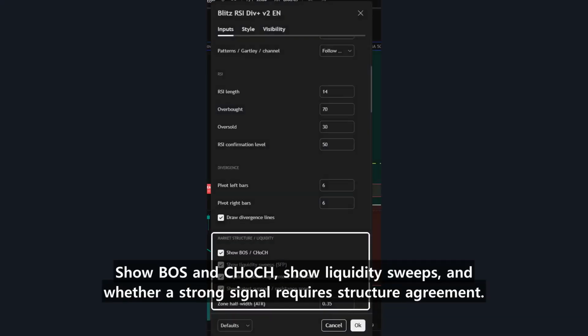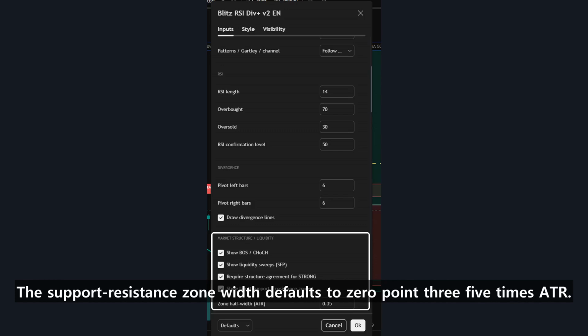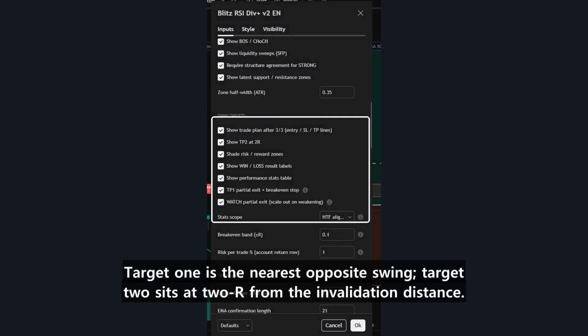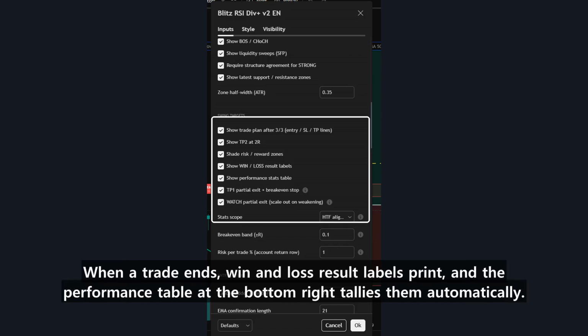Show BOS and CHoCH, show liquidity sweeps, and whether a strong signal requires structure agreement. The support resistance zone width defaults to 0.35 times ATR. The swing targets group. Target 1 is the nearest opposite swing. Target 2 sits at 2R from the invalidation distance.